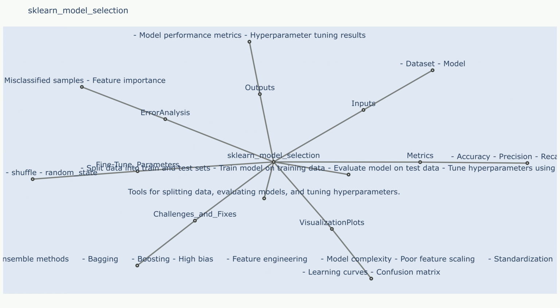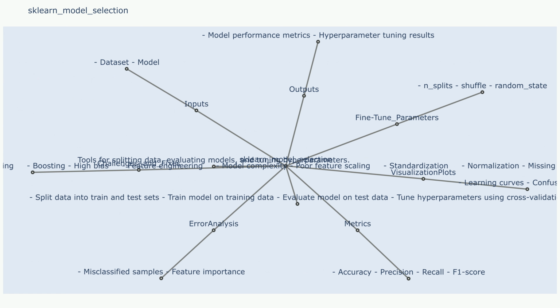Challenge 2: overfitting. The model learns the training data too well and fails to generalize to unseen data. Sample use case that resulted in challenge 2: using a complex model with a high number of parameters for a small dataset. Fixes to challenge 2: use cross-validation to detect overfitting and consider simplifying the model, reducing the number of features, or using regularization techniques.